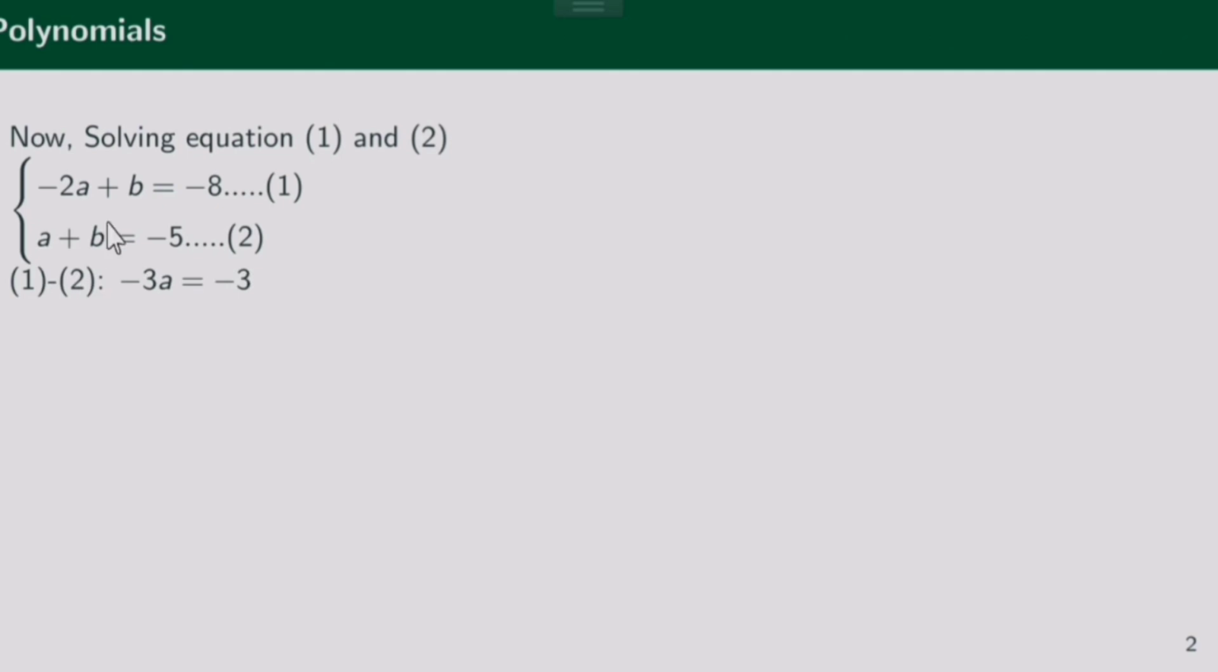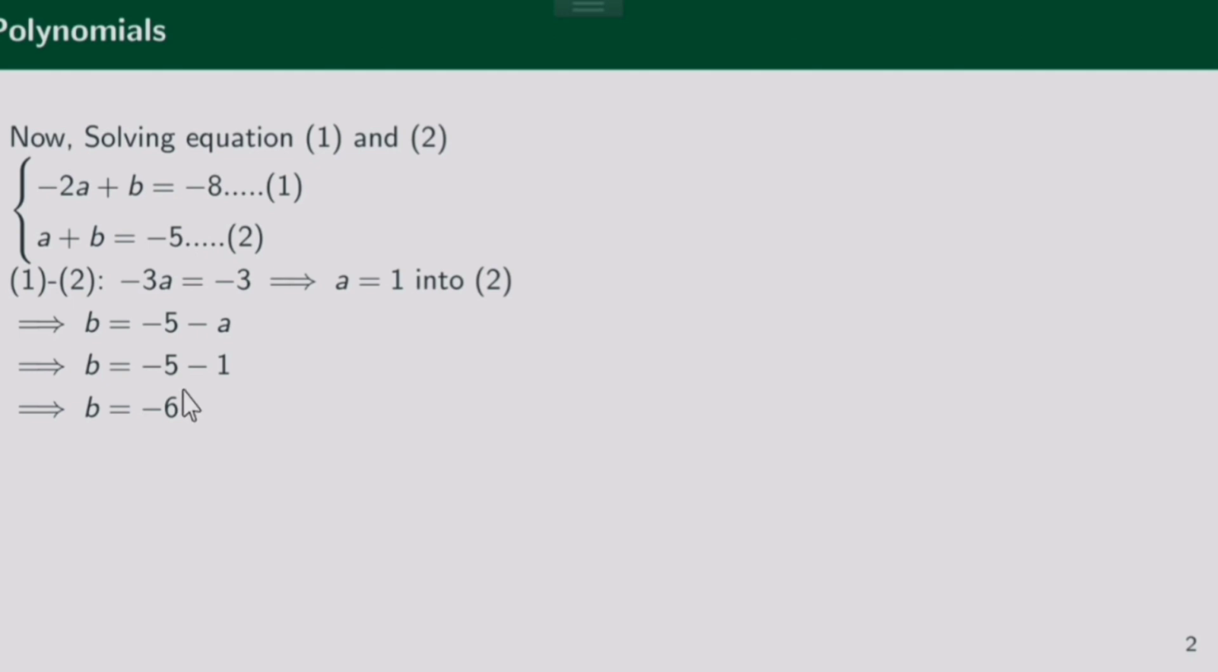So negative 2a minus a gives negative 3a. Then negative 8 minus negative 5 is negative 8 plus 5, which gives me negative 3. When I divide both sides by negative 3, I have a equals 1. I'll take this 1 and plug it back into equation 2. So b will be equal to negative 5 minus a, and a is 1. So b is equal to negative 5 minus 1, so b gives me negative 6. So I have the values of a and b.